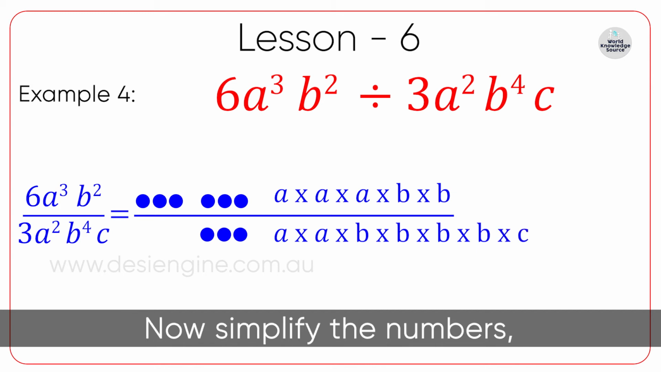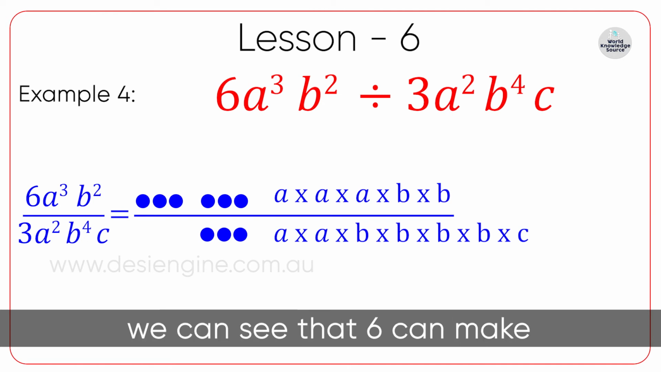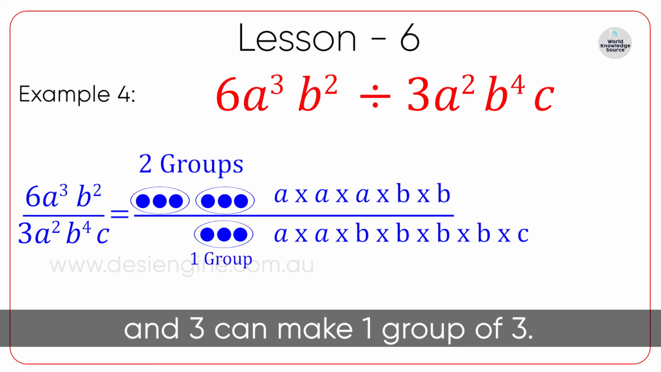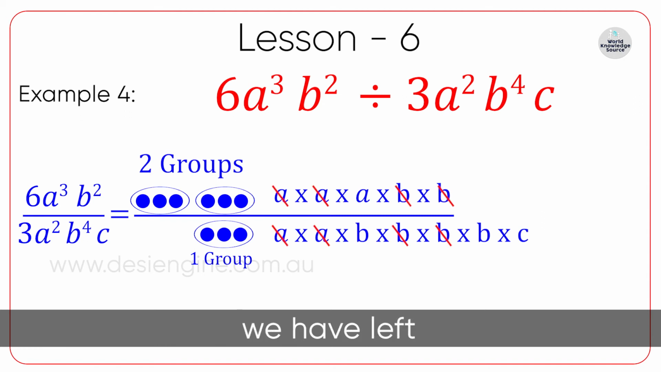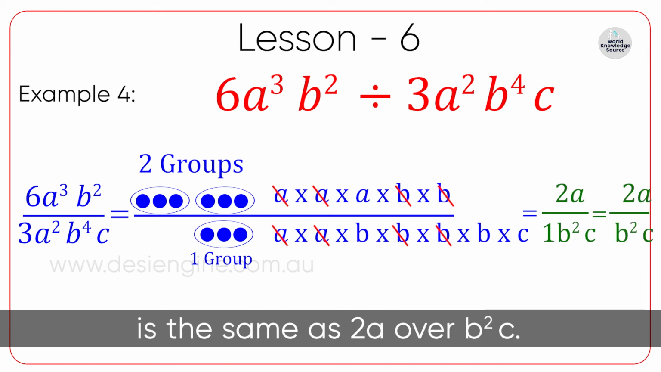Now simplify the numbers, we've got 6 and 3. We can see that 6 can make 2 groups of 3, and 3 can make 1 group of 3. Next step is to cancel the same objects, a and b. We have left 2a over 1b power of 2 c, which is the same as 2a over b power of 2 c.